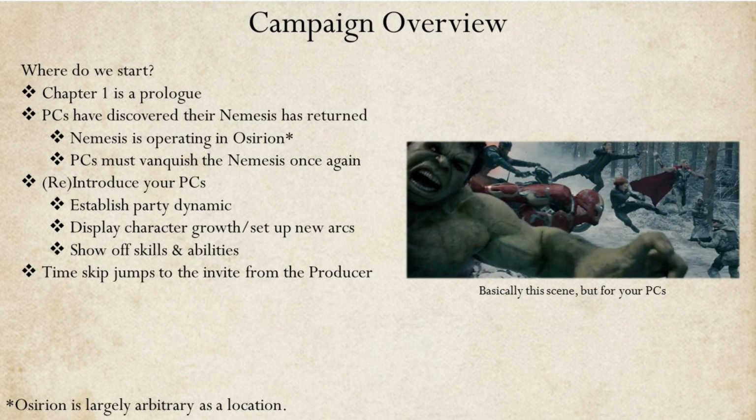So, with all that in mind, where exactly do we start off in Curtain Call? The AP begins with a prologue chapter, intended to serve as a bridge between the PC's previous exploits and the events of the Curtain Call AP. The PCs have been made aware of the return of one of their previous rivals, the primary villain of their last adventure, which Curtain Call refers to as their nemesis. The nemesis has, apparently, returned from death and is wreaking havoc in Osirian. The PCs have followed up on this information, and the AP begins with them invading the Nemesis's hideout to defeat them once and for all.